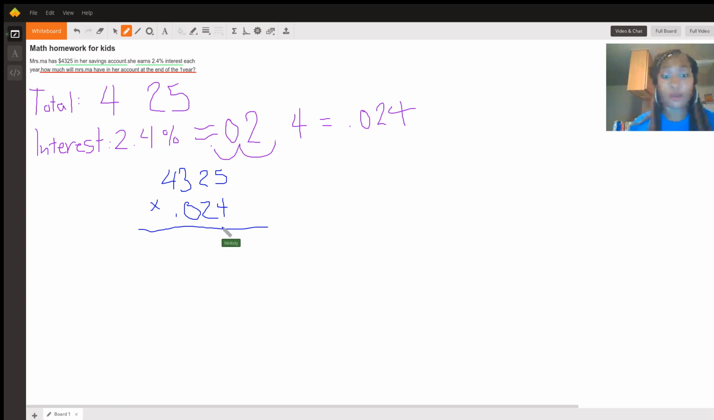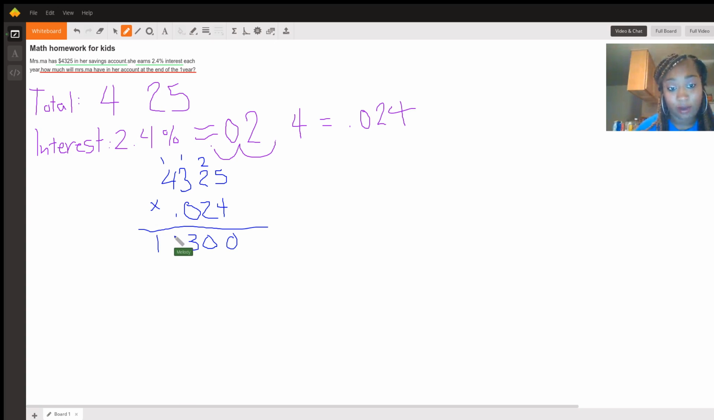All right, so we know we have 5 and 4, that gets us 20. Carry that 2. We have 4 and 2, that gets us 8, plus 2, that gets us 10. Down the 0, carry that 1. We have 4 and 3, that gets us 12. Add 1, that gets us 13. Bring down that 3, carry that 1. We have 4 and 4, that gets us 16, plus 1, that gets us 17.